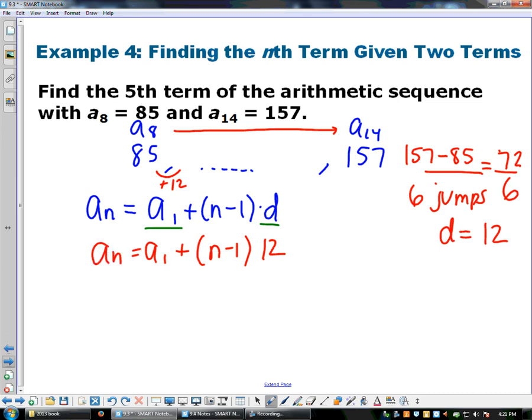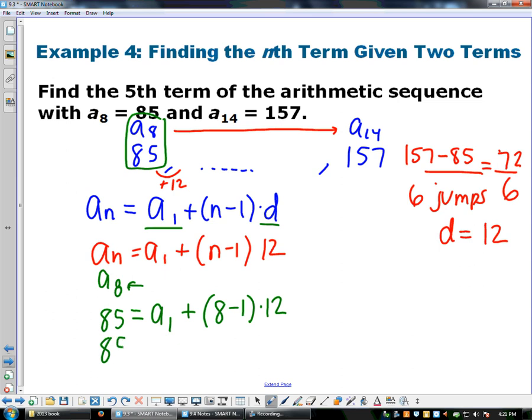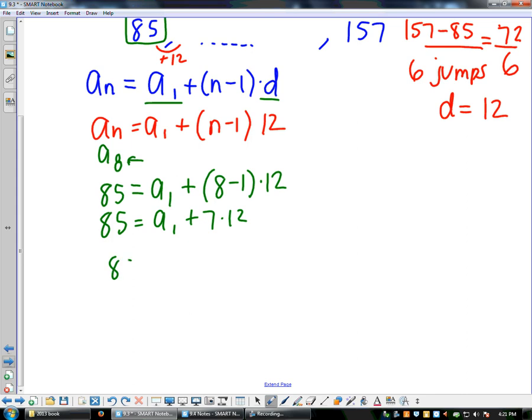So now, since I've eliminated one of those variables, I can now find out what my first term is. I'm going to use this information here. The 8th term is 85. So what does that tell me? If the 8th term is equal to 85, that must have been found from taking whatever my first term was and adding 8 minus 1 times 12, because my n is 8. So 85 is equal to my first term plus 7 times 12, or 85 is equal to my first term plus 84. So my first term must have been 1.